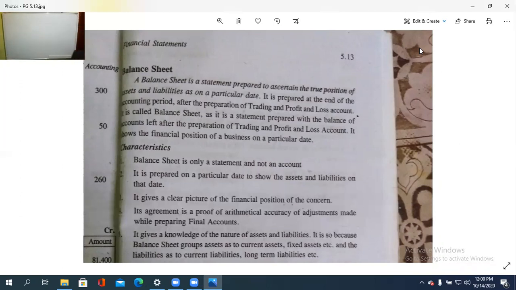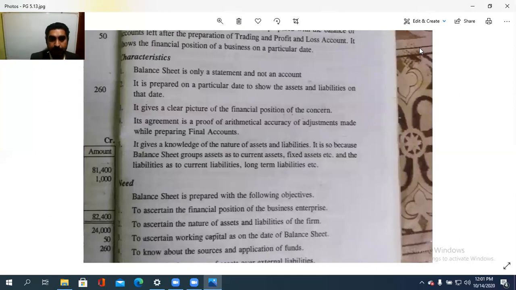Its agreement is a proof of the arithmetical accuracy of the adjustments made while preparing the final accounts. That means its agreement is a proof of the correctness of the adjustments to be made while preparing the final accounts. Then it gives a knowledge of the nature of assets and liabilities, the nature of the assets and liabilities, that is what it is showing.